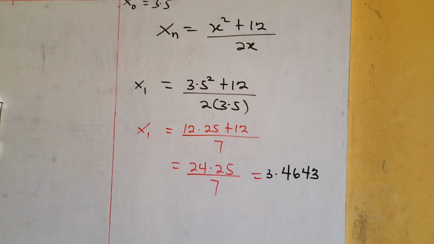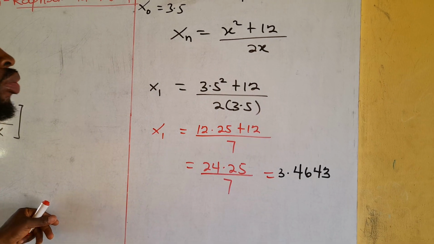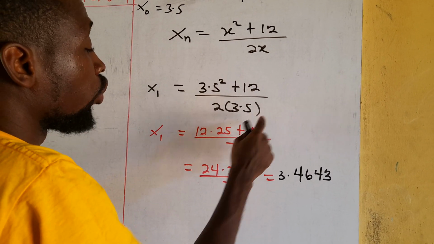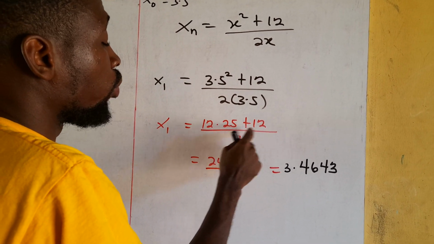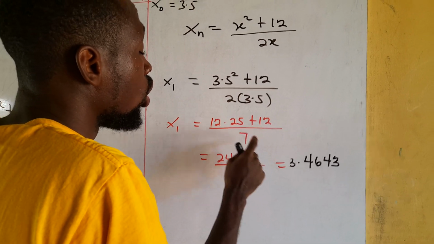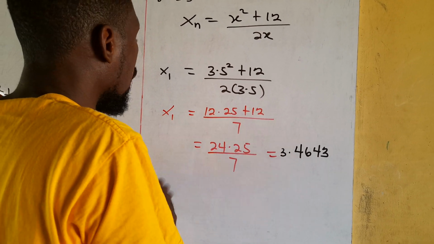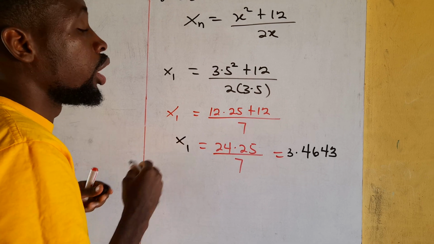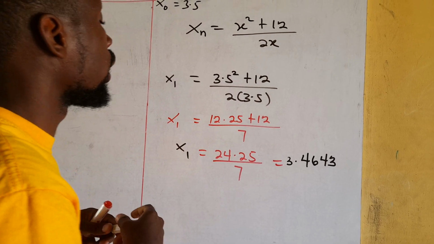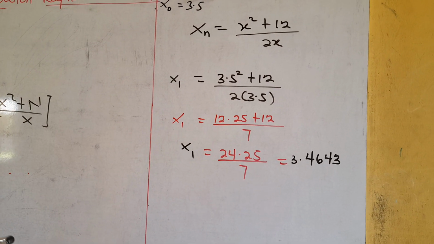So our 3.5 squared will give us 12.25 plus 12. 2 times 3.5 will be 7. 12.25 plus 12 will be 24.25. When we divide that by 7, we'll get our x1 to be 3.4643. We find the second iteration to see.